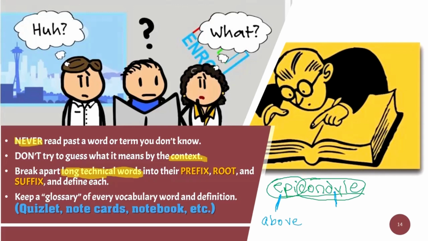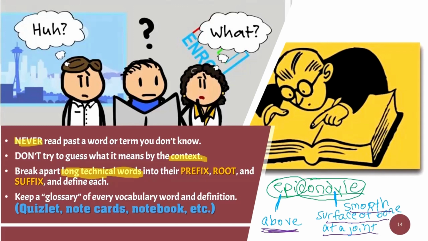And condyle itself is a padded area of the bone at the joint. So the surface of the bone at a joint. And I should say smooth surface, because that's the whole point of a condyle. It's a very smooth surface where the bones meet up at joints. So an epicondyle would be an area above the smooth surface of the bone at a joint.